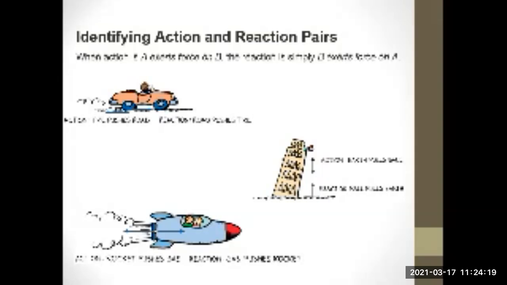See the next example. A boy is dropping a ball from a height, right? Action: Earth pulls the ball. Earth is what? It is pulling the ball. Reaction: ball pulls the earth. With the same amount the ball is also pulling the earth. Hence, the ball is going in the downward direction.